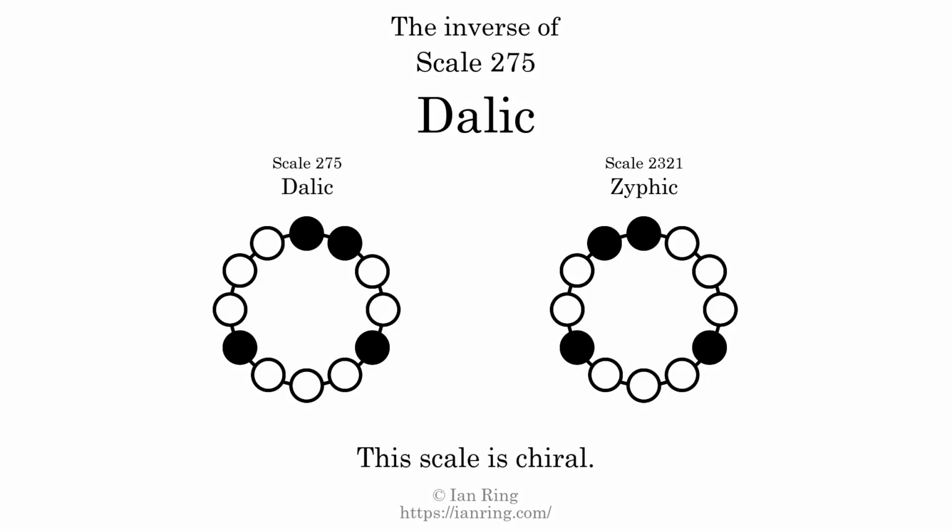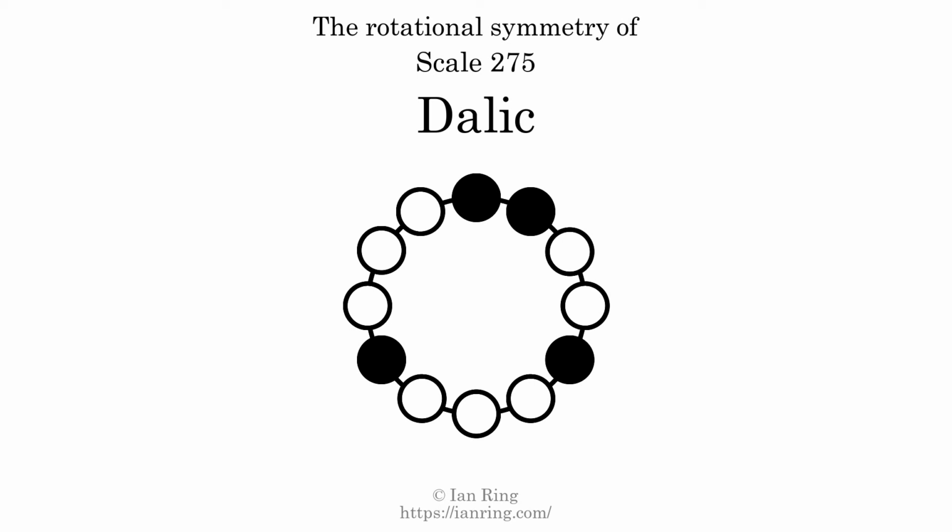The inverse of a scale is a mirror image. It is what you get when the sequence of intervals is reversed. The inverse of this scale is scale 2321, also known as xiphic. This scale is chiral. It cannot transform into its inverse by rotational transformation. This scale has no rotational symmetry.